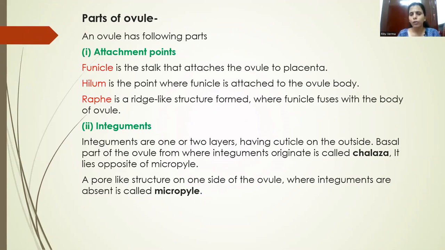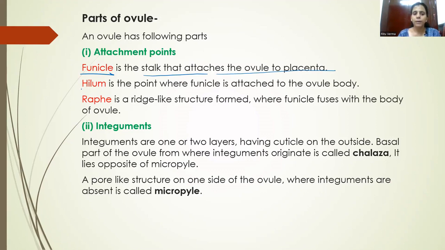The ovule has the following parts. The first part is known as the attachment part, which has three parts. First is the funicle. The funicle is the stalk of the ovule, which attaches the ovule to the placenta. The stalk is known as the funicle.